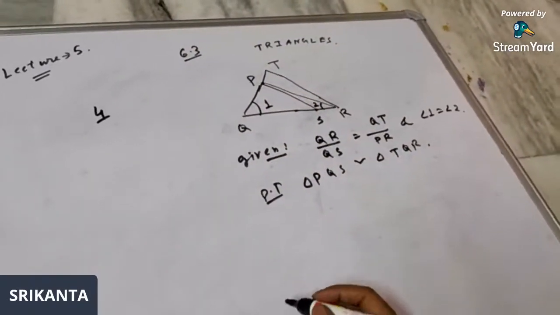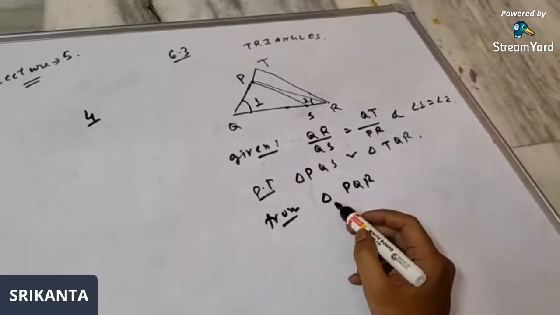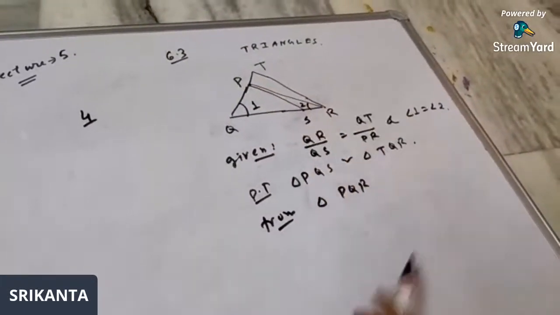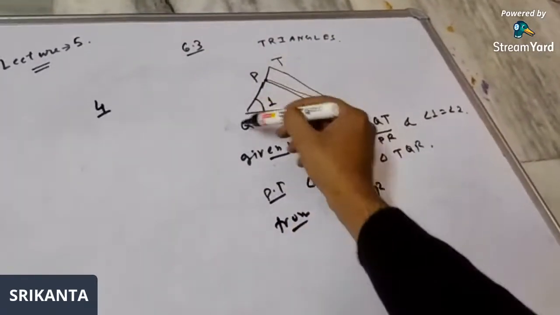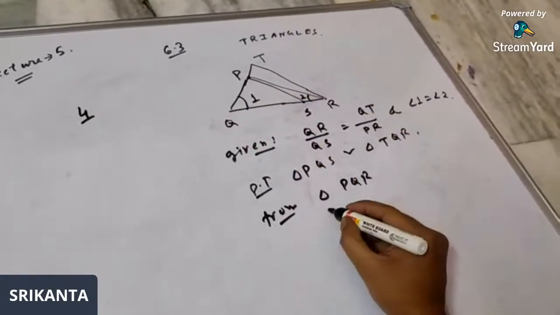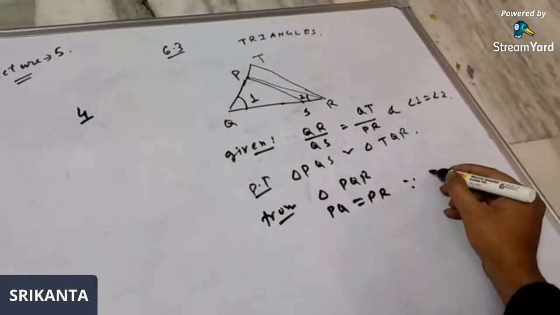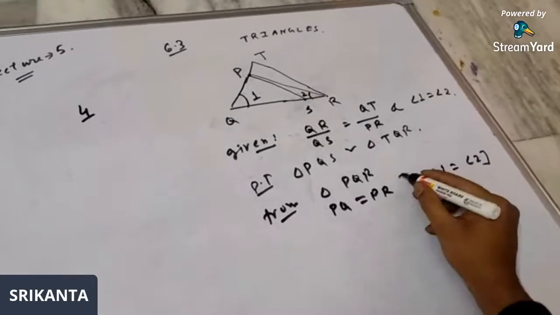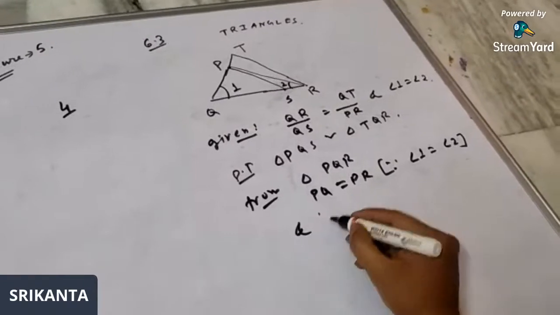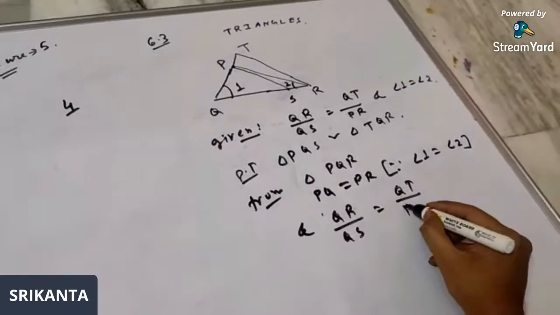You know how? See, from triangle PQR, what can you have at first? PQ is equal to PR. Why? Because from triangle PQR, these two angles are the same, so their opposite sides should be equal, right? So PQ is equal to PR because angle 1 is equal to angle 2. And also it is given that QR by QS is equal to QT by PR.